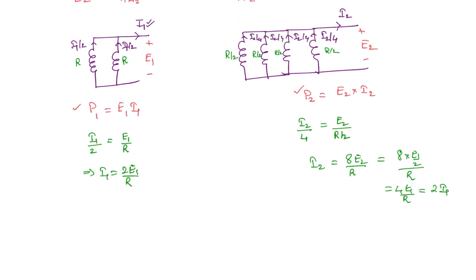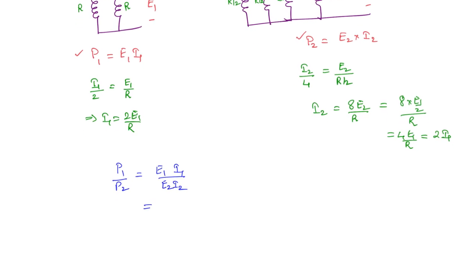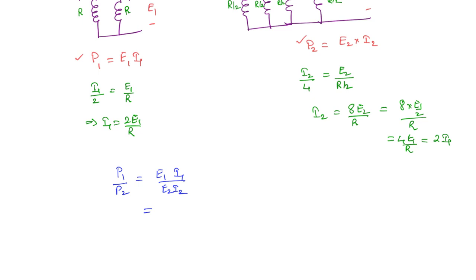So now you can find out the power. P1 by P2 is equal to E1 I1 by E2 I2. You can write this in terms of E1 and I1. So E1 I1 will remain as it is, E2 will be E1 by 2 and I2 will be 2 I1. So this is simply 1 if you simplify. That means there is no change in the power. P2 is equal to P1, which is 5 kilowatt.